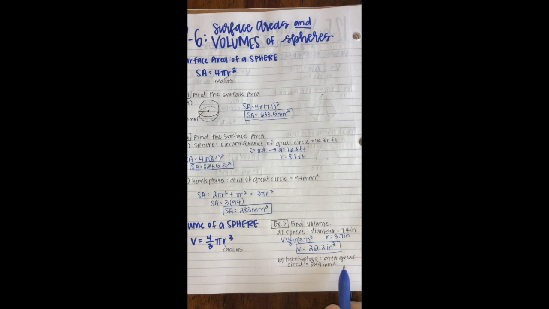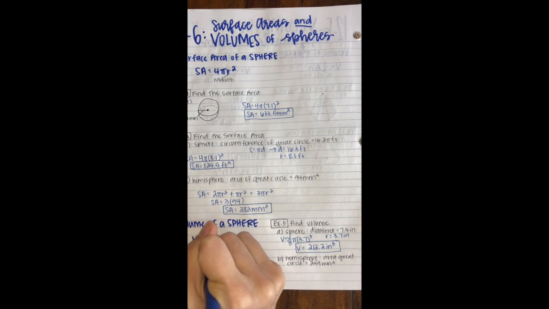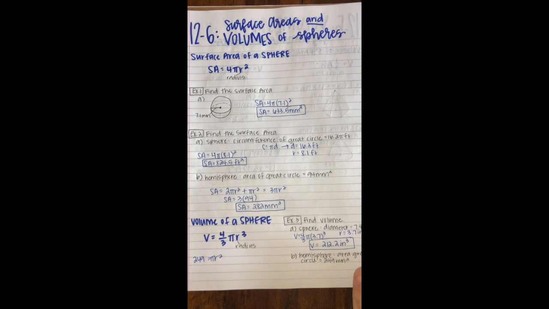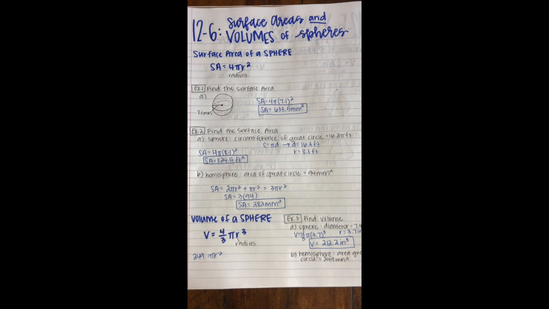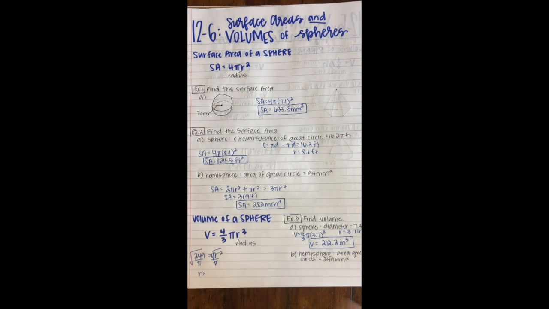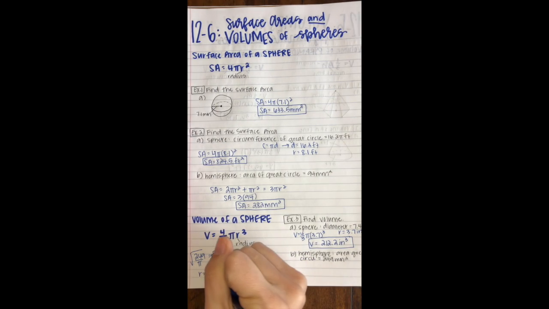So what we're told differently is that the area of the great circle is 249. So I'm going to come over here. That means that 249 equals pi r squared. The problem with this information is we actually need pi r cubed. So I'm going to divide by pi, and then I'm going to take the square root, and that will give me radius. So I'm going to take 249 divided by pi, take the square root, and get 8.9. So my radius is 8.9.